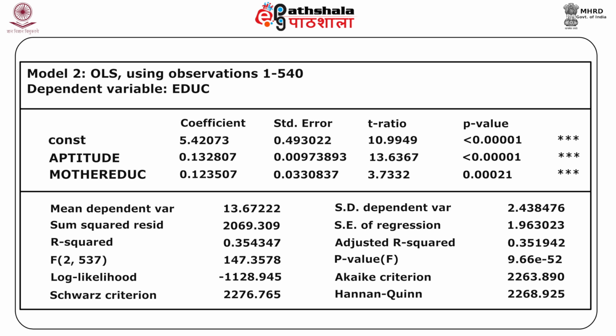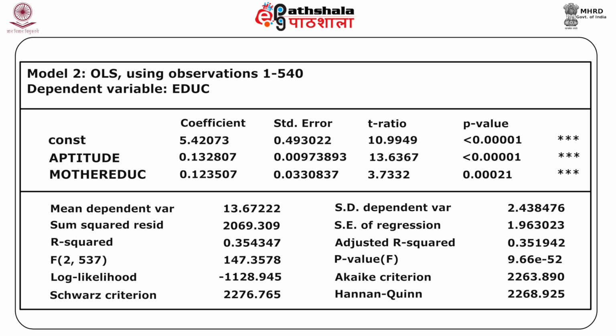It is also seen that adding another variable has made a difference to the overall fit. R square has increased to 0.35. That means 35% of the variation in education is now explained jointly by both aptitude and mother's education. Adding another variable would further influence the overall fit.